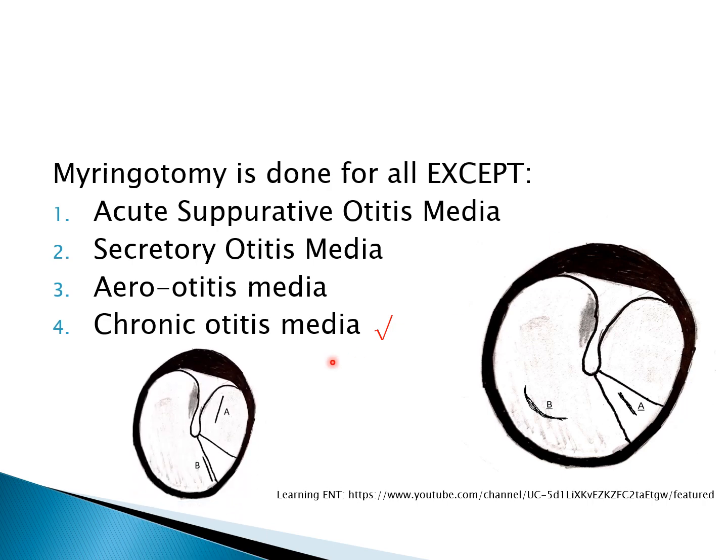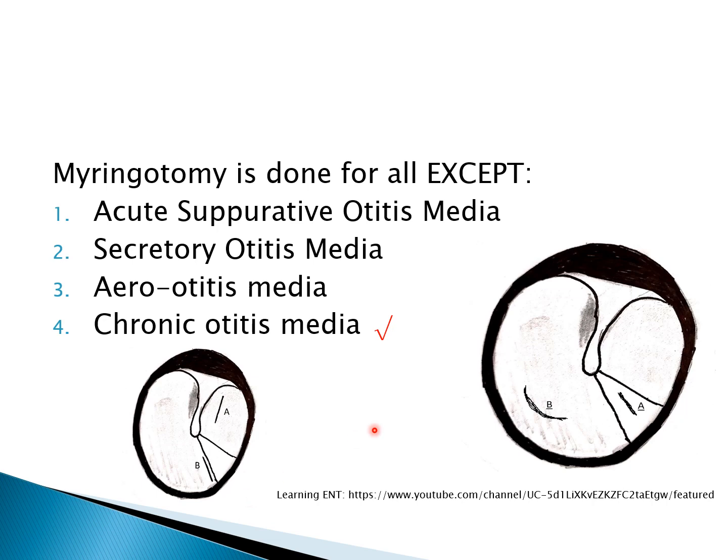Further in myringotomy, here we can see that again two types of incisions are given. One is in the anterior superior and other one is in the anterior inferior quadrant. Now when two incisions are put in anterior superior and anterior inferior quadrants, this is called beer can principle. The reason is that sometimes the fluid is very thick which cannot be drained from a single incision. So we put two incisions in the anterior superior and the anterior inferior quadrants.